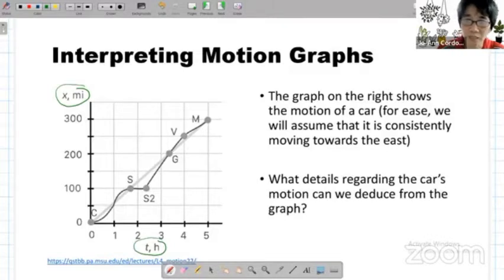So the question here is, the graph on the right shows the motion of a car. For ease, we will assume that it is consistently moving towards the east. The reason for this is that we want to keep the displacement along a certain path lang siya, no? Along a certain direction. So the question that we will ask is, what details regarding the car's motion can we deduce from the graph? Ano ba yung mga bagay-bagay na pwede nating makita dito sa graph na to?